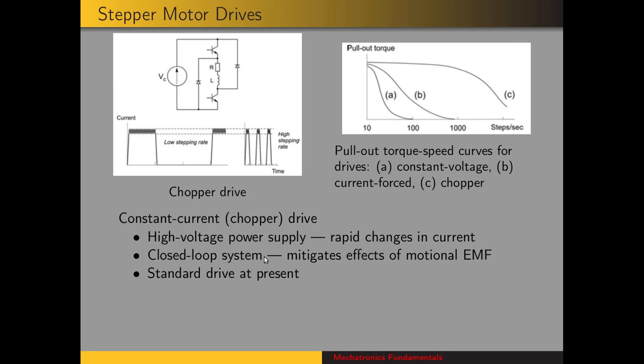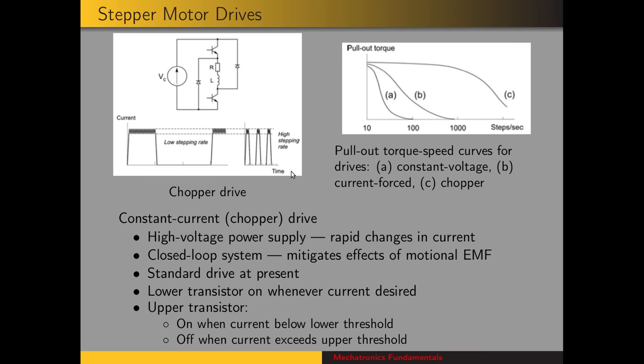But the effect of this being a closed loop system is that we get closer to the ideal square wave for the current. So because of that, the feedback and the rapid changes in current, this is the standard drive for stepper motors presently. A note on the way it works is that the lower transistor here, so these are typically MOSFETs, but they're shown as BJTs in this figure.